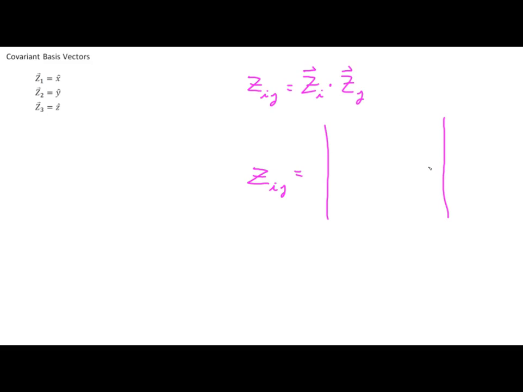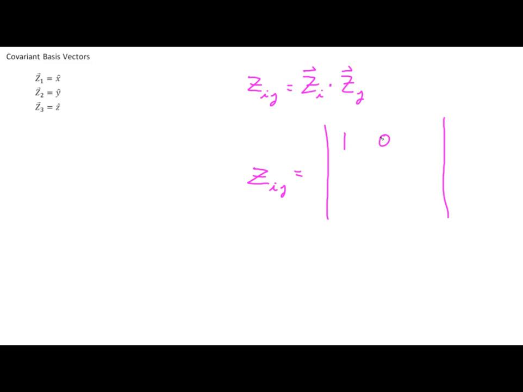Okay, so how does it work? Well, the first thing we do is find the dot product of Z1 dot Z1, and that's just x hat dot x hat. And that is simply 1. It's a unit vector dotted into itself. Okay, next, Z1 dotted with Z2 is x hat dotted with y hat. They're orthogonal, so that result is just 0. So entry 1,2 is going to be 0.